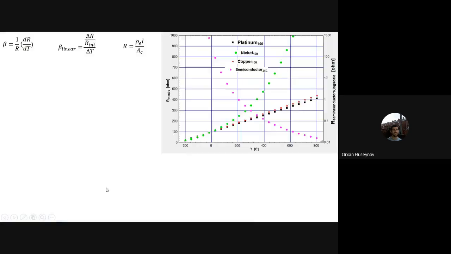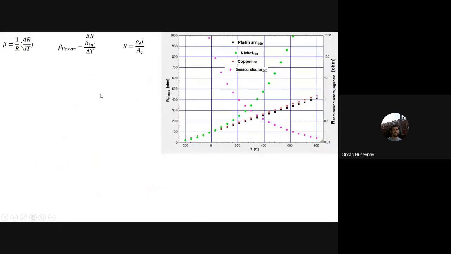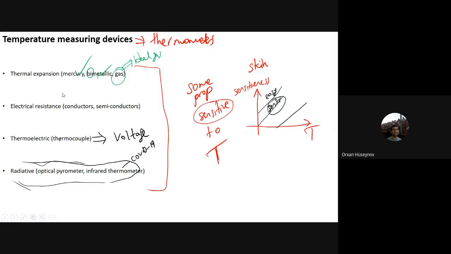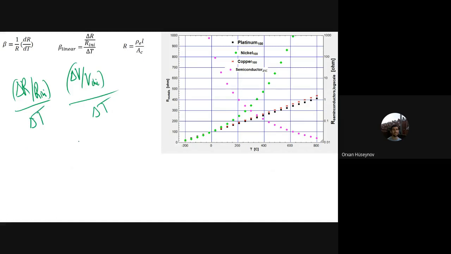Now comes the second classification, which is using the electrical resistance of the metals. Again, you have a similar relationship with the first one. Here you have the electrical resistance instead of the volume. So in the previous case, we were looking for the change of volume with respect to initial volume as a response to temperature change. Now you are looking for the change of the resistance with respect to initial resistance as a response to temperature change. You see the similarity?